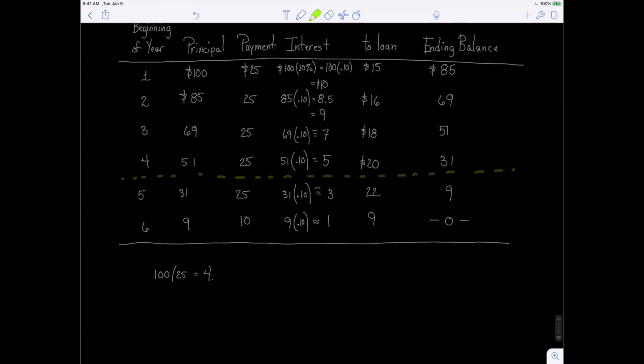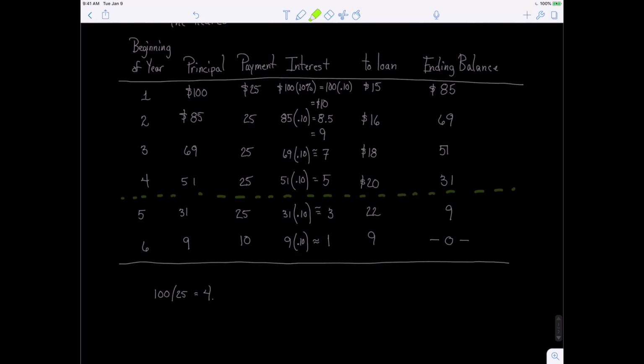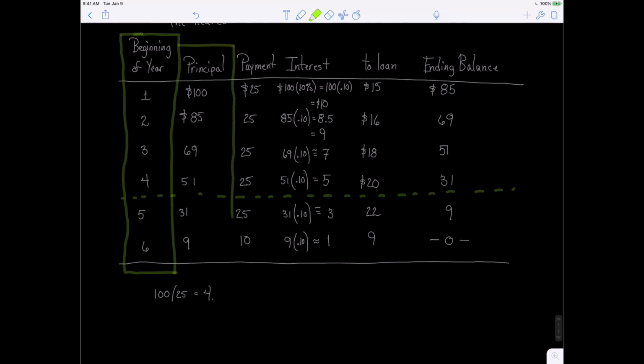All right, so now we have our data set here. We have our good data set. And what we're going to do is make a graph. Here's the graph: we are going to graph the relation of time with principal. And notice here that as time goes up, 1, 2, 3, 4, 5, 6, principal goes down.